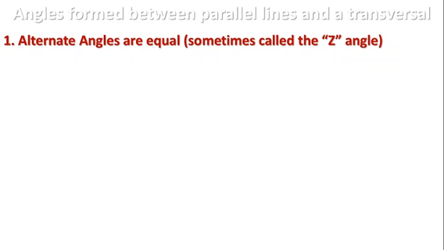Alternate angles are sometimes called the Z angle, and the reason is because most times you will find a Z where alternate angles appear. But first and foremost, you need to know that alternate angles are equal. You can write that down as well. Alternate angles are equal. They are alternate angles in form of the letter Z.